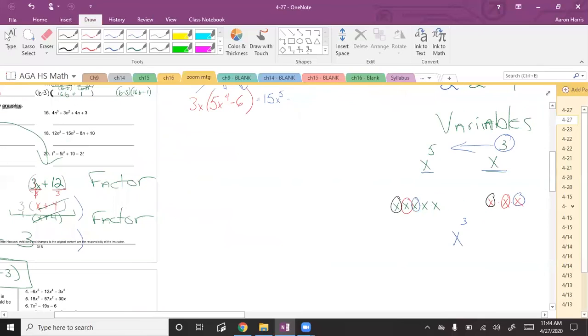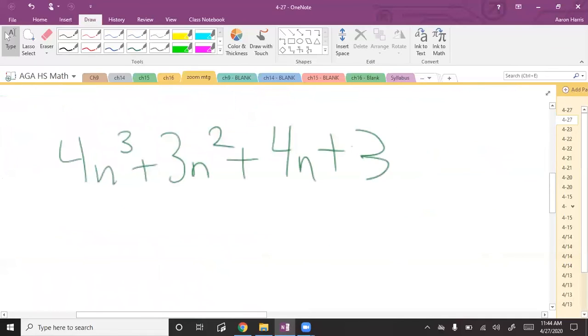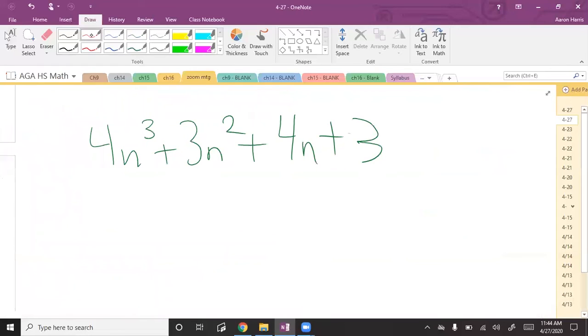All right, so let's do yours. 4n cubed plus 3n squared plus 4n plus 3. All righty. So what do I do if I'm factoring by grouping? Parentheses first. So I split it into 2. What can I forget? The plus sign. Good. Awesome.